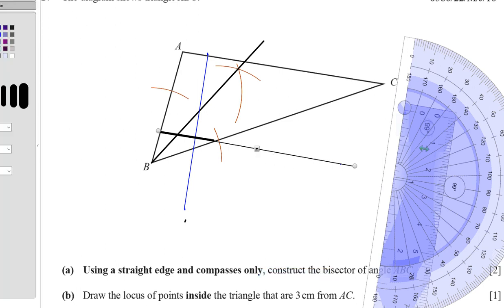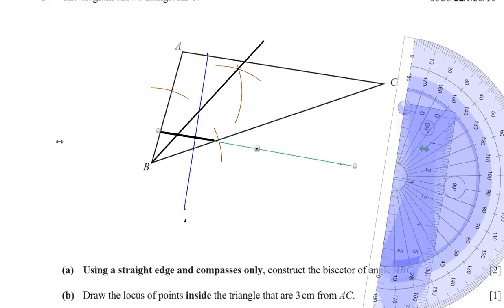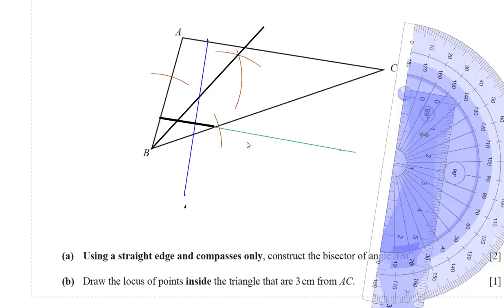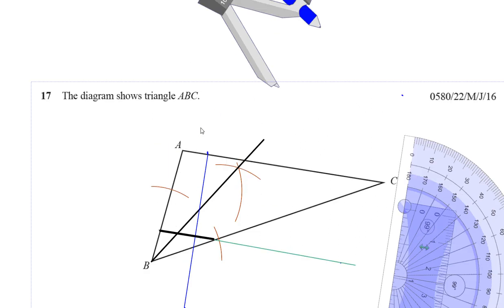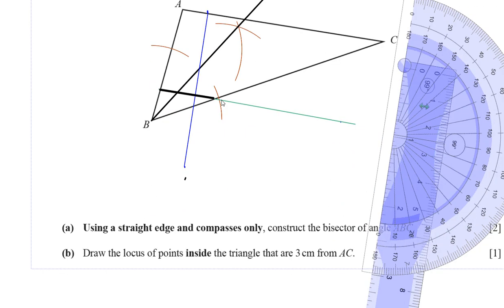So I could even make it in a fainter color just to show you. Okay, so this is the line that we want. It should be that this line is 3 centimeters away from AC, and I think that's what they're looking for. They're not looking for an accurate drawing using construction arcs, because of the wording of the question.